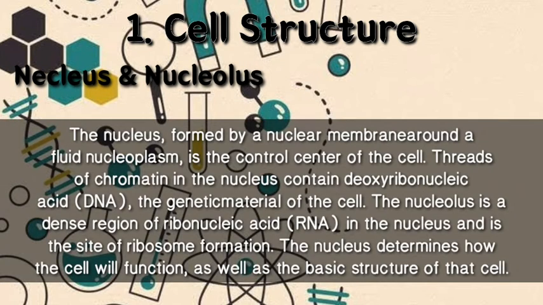The nucleus, formed by a nuclear membrane around the fluid nucleoplasm, is the control center of the cell. Threads of chromatin in the nucleus contain deoxyribonucleic acid, or DNA, the genetic material of the cell, while the nucleolus is a dense region of ribonucleic acid, or RNA, in the nucleus and is the site of ribosome formation. The nucleus determines how the cell will function as well as the basic structure of the cell.